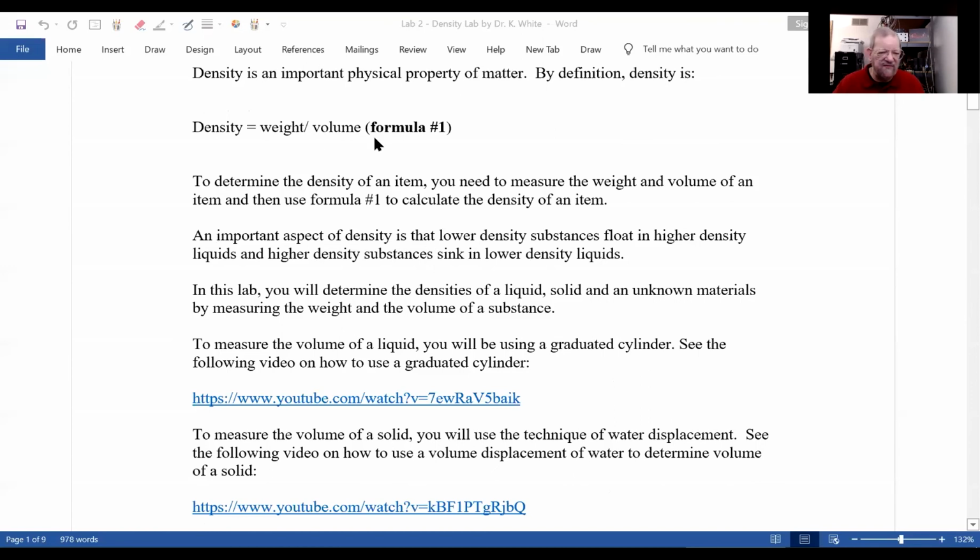All right, so density in Formula 1 is weight per unit volume or weight per volume. So if you measure the weight of something and you measure the volume of it, divide the weight by the volume, that's the density. And that's how you measure density. Now, an important aspect of density is lower density substances float in higher density liquids, and higher density substances sink in lower density liquids. Again, I'll mention this, things that are lower density float in higher density liquids, things that are higher density sink in lower density liquids.